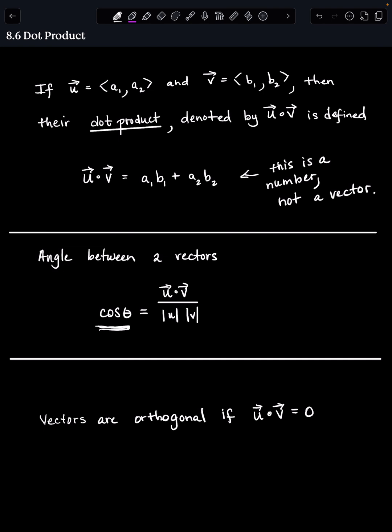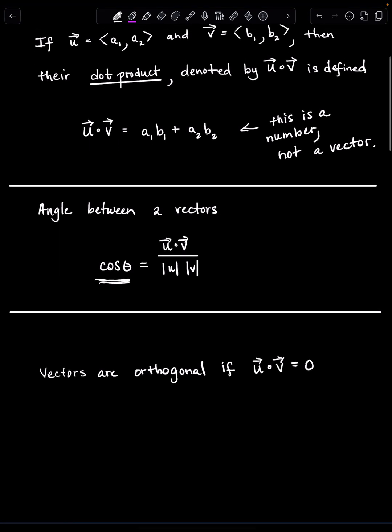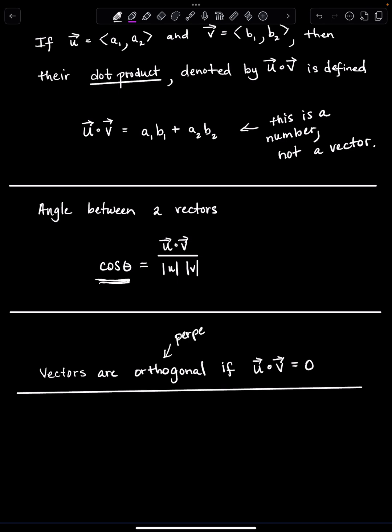And then the last thing we're going to do in 8.6 is if the dot product equals 0, that means our vectors are orthogonal. Orthogonal means they're perpendicular. All right, and you'll see that as well as we're working some examples. All right, so let's work some examples here.